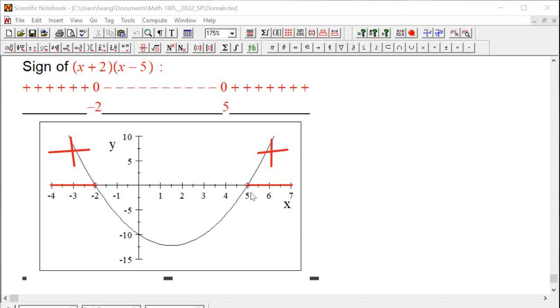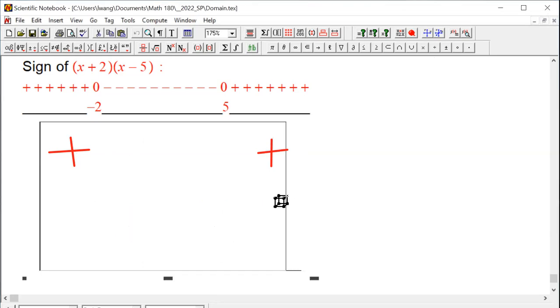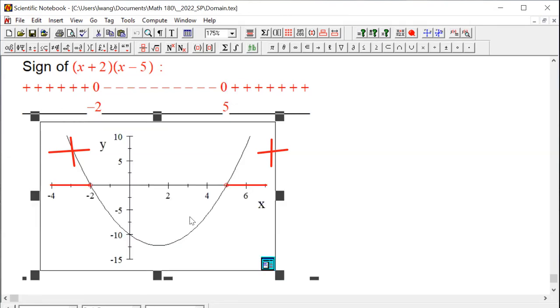Let me just move this a little bit over here. You can see that I'm trying to get the 5 line up and the -2 line up, and that's it. So we got it. So that's one example.